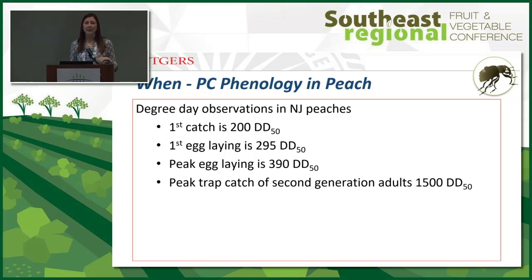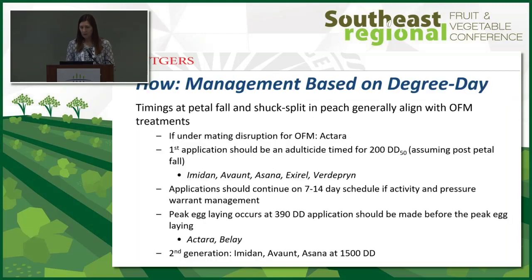We see our peak egg laying around 400 degree days, and then the peak trap of our second generation is 1,500 degree days. So we only have 2 generations per year. If you have more, you'd have to add on to that. So if we were trying to manage based off of degree days, we've traditionally always used petal fall and shuck split in peaches, and those timings align pretty well with oriental fruit moth, which is another key pest for us.